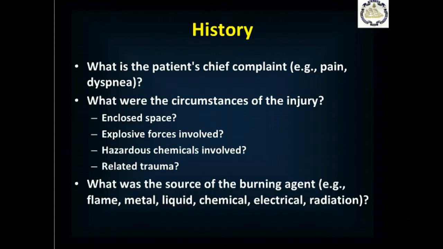If there was an explosion, they could have traumatic injuries. Were there hazardous chemicals involved? So could there be a chemical injury, and was there other trauma? And then what was the source of the burning agent? Was it contact with flame? Was it hot metal? Liquids, which tend to cause more circumferential type injuries? Chemical, electrical, or radiation? You need to know these things to figure out the treatment of your patient.